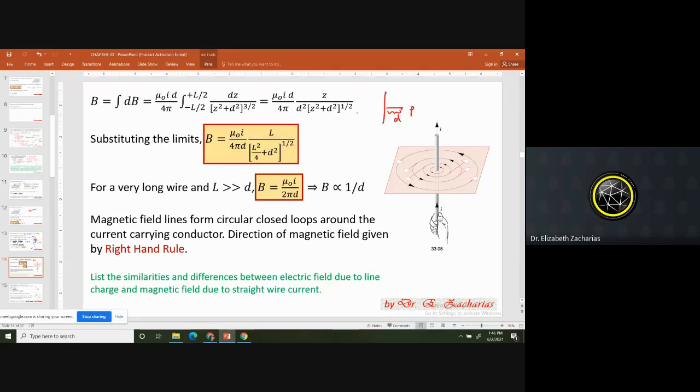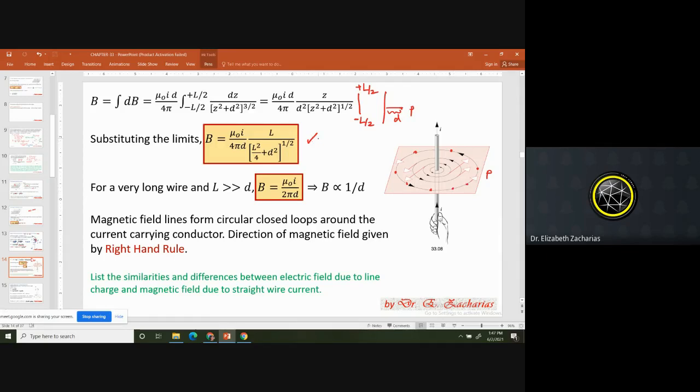When you do this integration, without substituting the limits, minus L by 2 to plus L by 2, you're going to get this. Then after substituting the limits, you see what you're getting: mu naught I by 4 pi d times L by the square root of L square by 4 plus d square. So this is finally the magnetic field because of a current carrying wire, and we have seen it at the point P. If I take any other point at the same distance d, I'm going to get the same value.